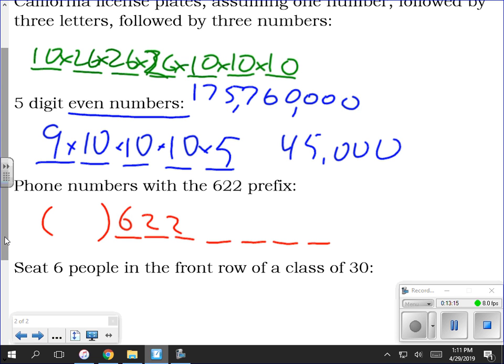So, how many choices do I have for my next number? I have 10 because there's nothing that cannot be a number for a phone number. There are restrictions in the prefixes and the area codes, but not for anything after that. So I have 10 choices here. Can I have the same number more than once? Yeah, they could all be the same. That's no problem. So I could have 10 here, and 10 here, and 10 here.